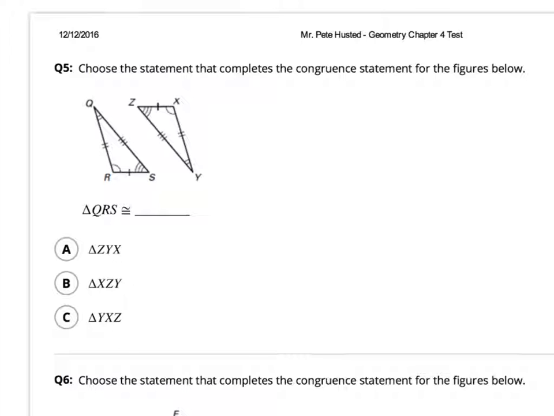Okay, question 5 wants to know triangle QRS. So QRS, so pay attention to how it's labeled. Starts with the double arc, to the single arc, to the triple. Is it congruent to which of these three triangles? Okay, so when you pick one, make sure it goes in the same order as this one.